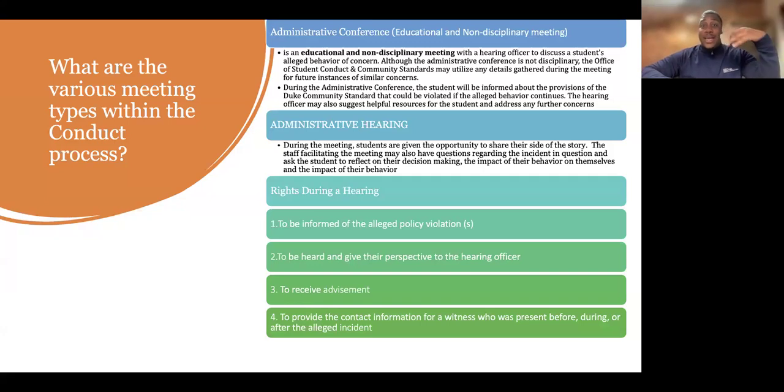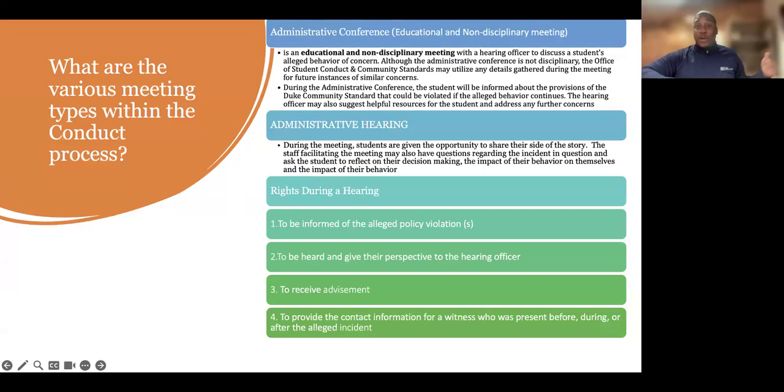Now, an administrative hearing is a meeting where we receive information. You have a party and there's alcohol, and the RA sees it and they have to document it, right? Because they're obligated to document what they see or hear. This is a meeting where you'll have an opportunity to share your side of the story. Again, we want to know your information. So with this, you'll get a notice letter via email. You may get a text message with it.